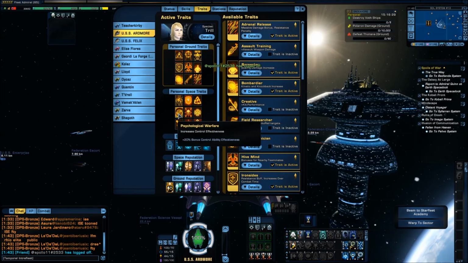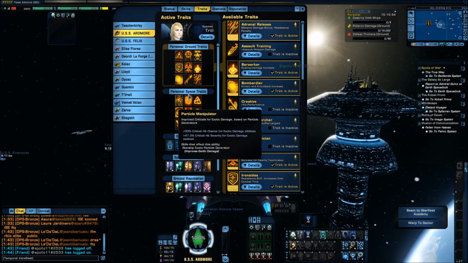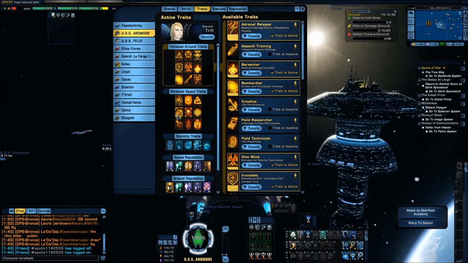Then you have psychological warfare. Psychological warfare increases the effectiveness of your control abilities. That means if you're using a gravity well, which if you're doing a space wizard build, you will be using a gravity well. Gravity well is a control ability because it pulls things in. This increases the effectiveness of that pull by 20%. All right, so another non-negotiable.